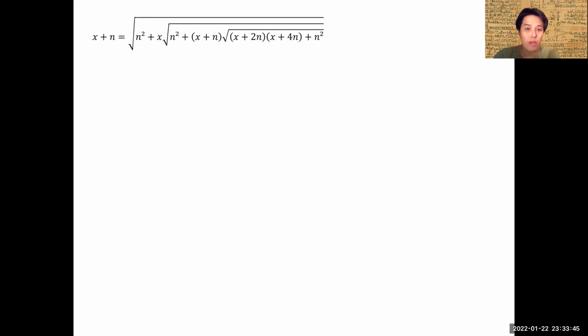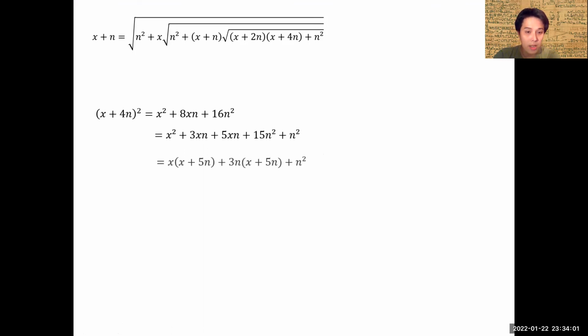Now let's take a look at the next one. So now I'm going to put my equation over here. I put it back. So the next one is I want to look for x plus 4n, over here. So x plus 4n squared, same procedure, exactly the same: expanding, factorizing, grouping. These are very straightforward.